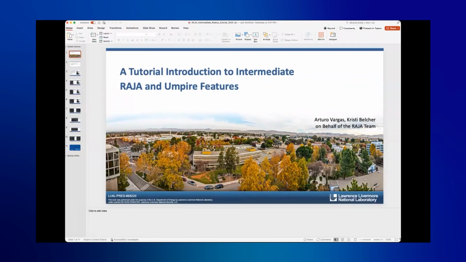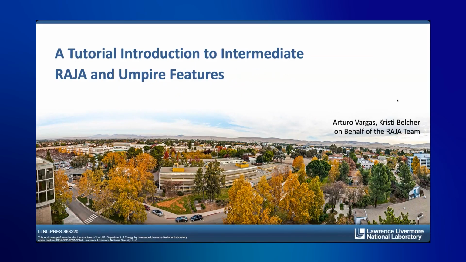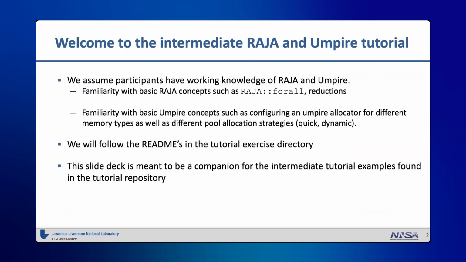So now we're going to jump into intermediate RAJA and Umpire features. We're going to be building off the kernel. We're going to be talking about nested loops. I can't see the chat, so hopefully, Christy, there's something I should address. Just unmute and let me know. Okay, yeah, sounds good. Thanks.